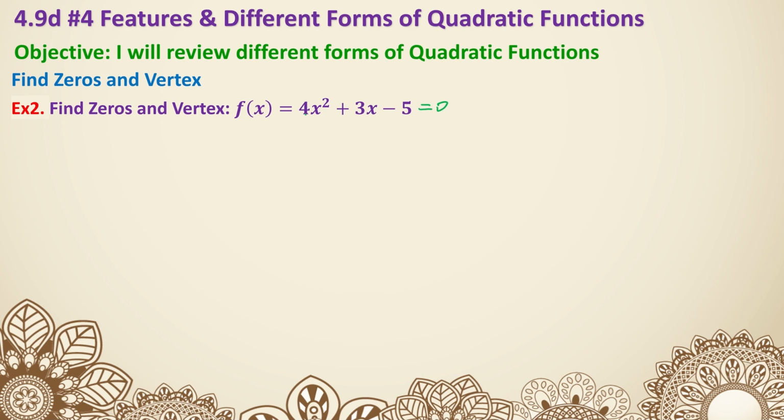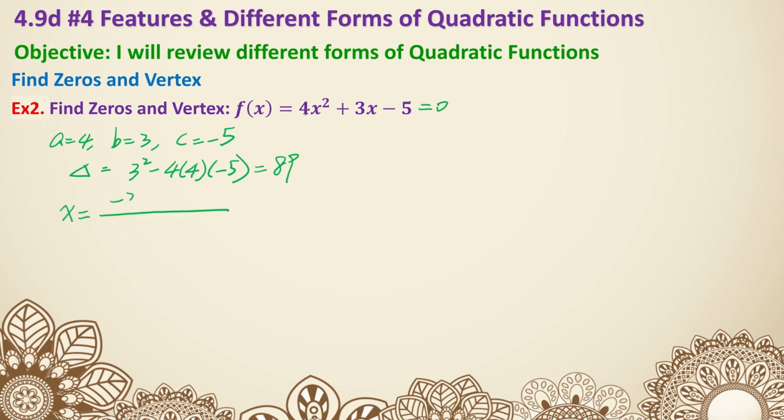That means we have to use either completing the square or the quadratic formula. In this case, let's use the quadratic formula. My a is 4, my b is 3, and my c is negative 5. Well, let me actually find the discriminant first. 3 squared minus 4 times 4 times negative 5. It's a 9 in the front. 4 times 4 is 16, and 16 times negative 5 is negative 80. But it's subtracting a negative 80, so it's going to be plus 80. It's 89.